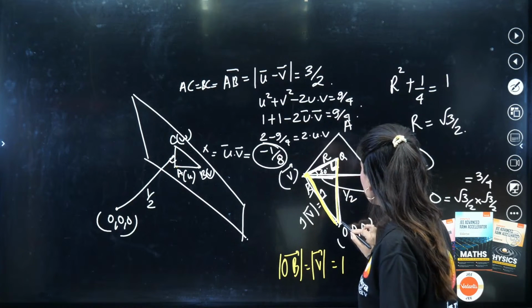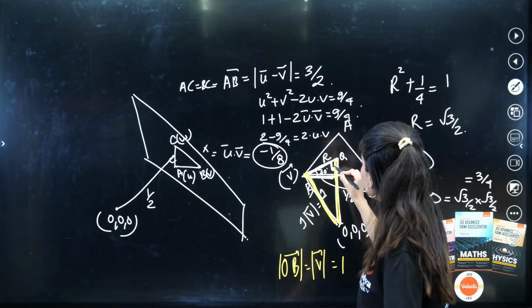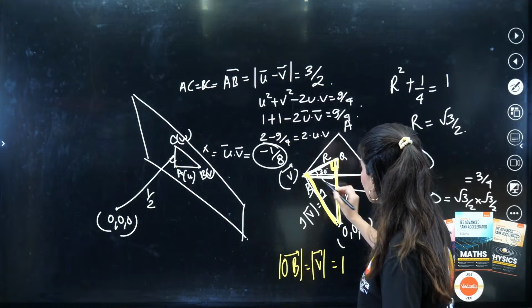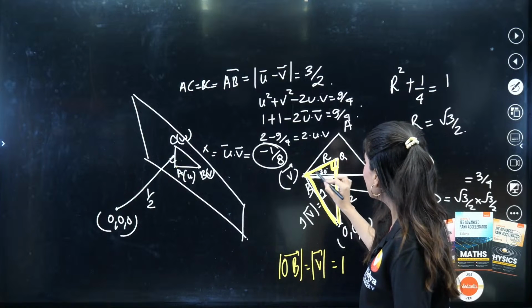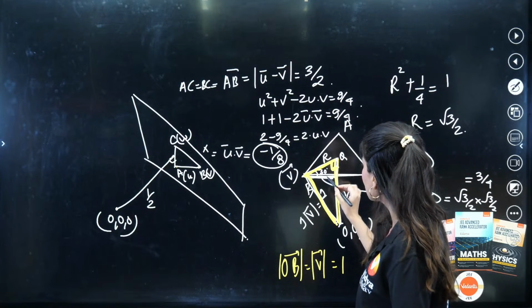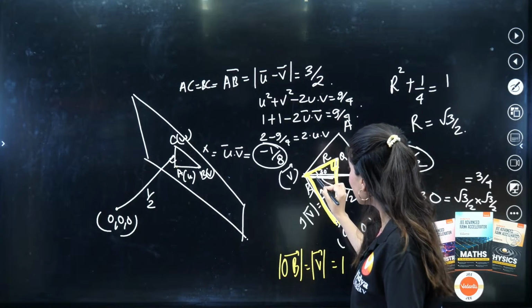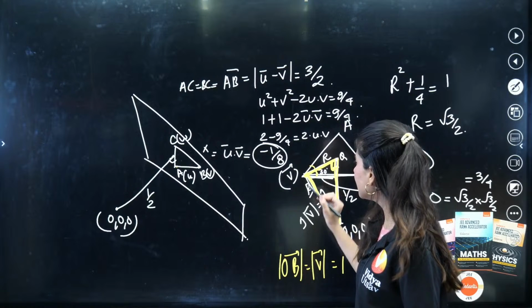Now this is OQ. OQ is perpendicular to the equilateral triangle. Opposite to the perpendicular is the hypotenuse, and this will be the radius of the equilateral triangle. If I apply Pythagoras theorem, this length is going to be root 3 by 2, and this angle will be 30 degrees. Why? Because in an equilateral triangle, this is 30 and this is also 30.